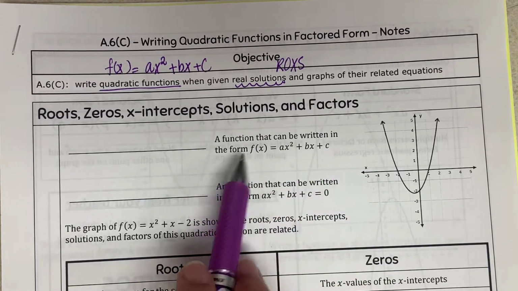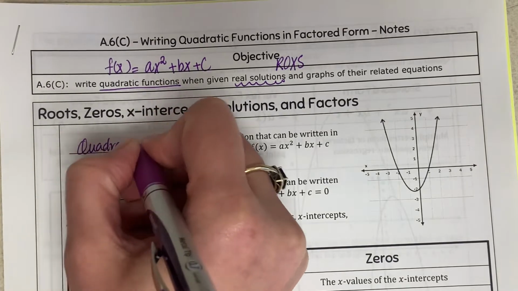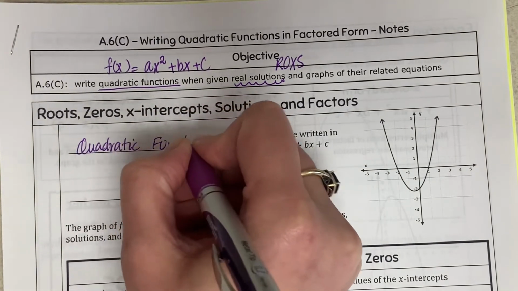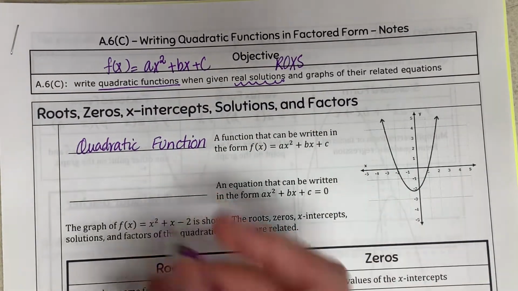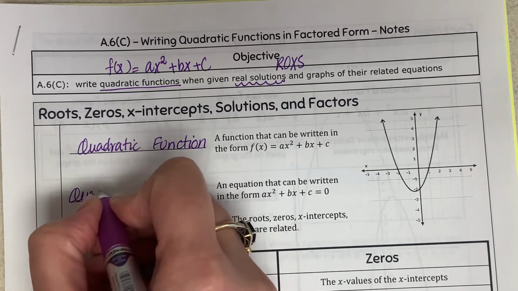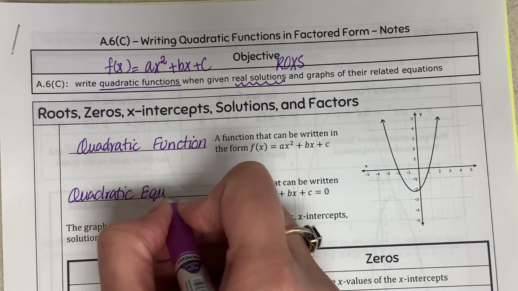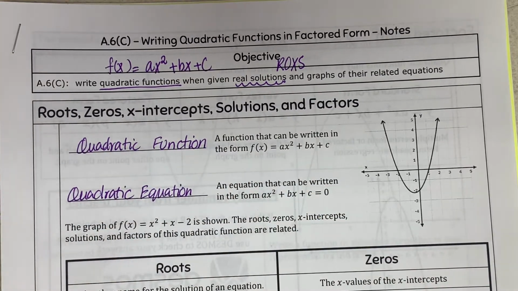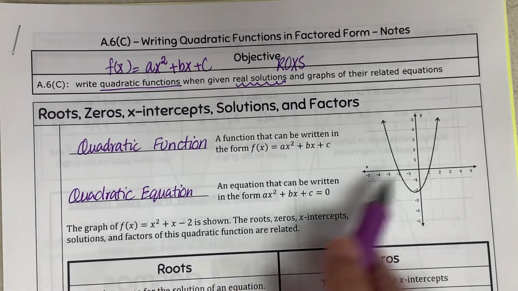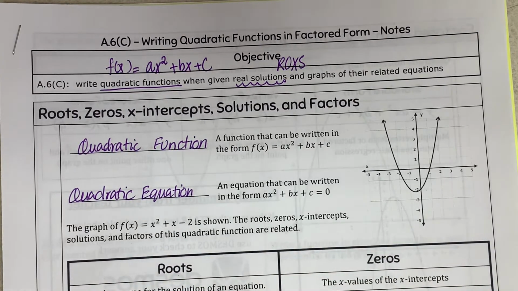Functions that can be written in the form of this. This is quadratic function. An equation that can be written in this form, which is quadratic equation, and I actually can factor it. Or I possibly can factor it. This graph is of the equation or a function f of x equals x squared plus x minus 2. This is shown over here.